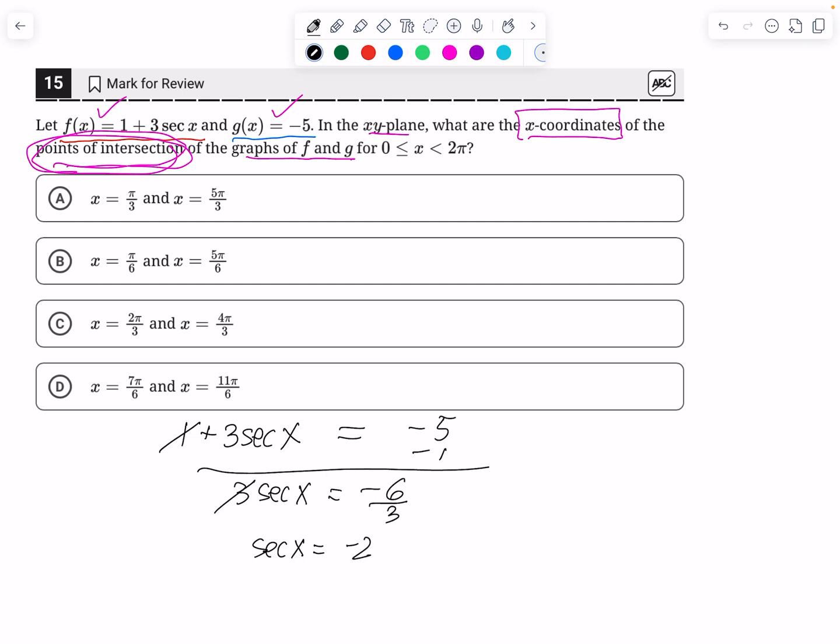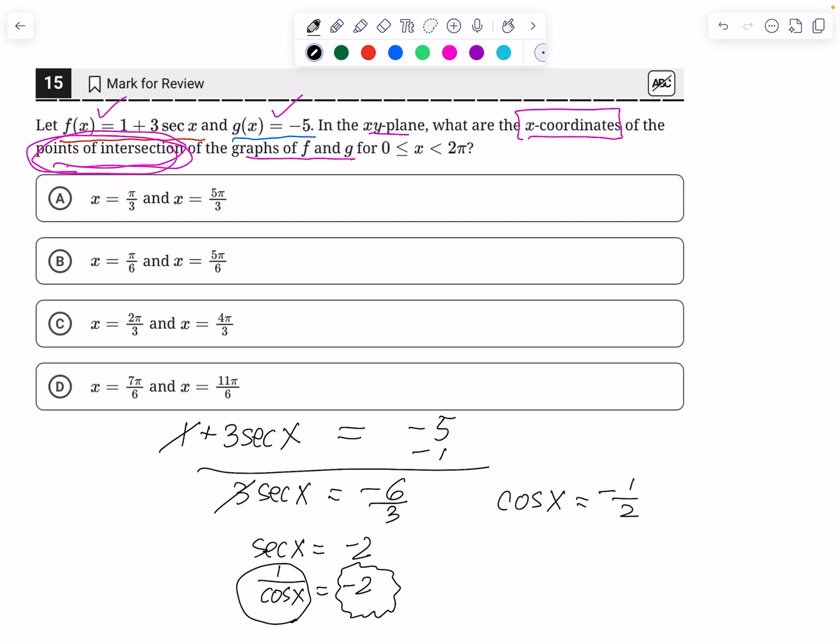Now, secant is the same thing as 1 over cosine. I want to solve for x, so I'm just going to write the reciprocal of this. 1 over cosine x, the reciprocal, is cosine x. Since I did the reciprocal on the left side, I'm going to do the reciprocal on the right side. So the reciprocal of negative 2 is negative 1/2.